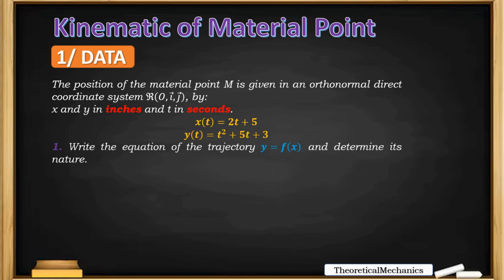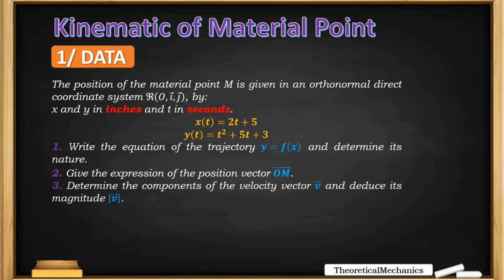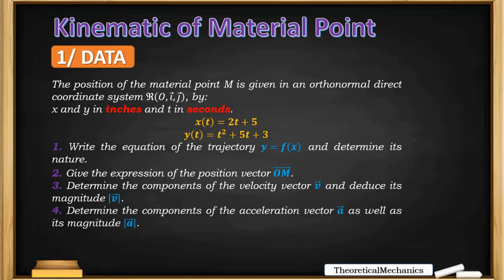The first question consists of deducing the equation of the trajectory of the material point M and its nature from the given equations x of t equals 2t plus 5 and y of t equals t squared plus 5t plus 3. In the second question, we will express the vector OM.